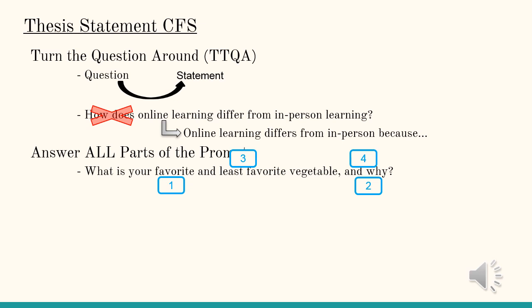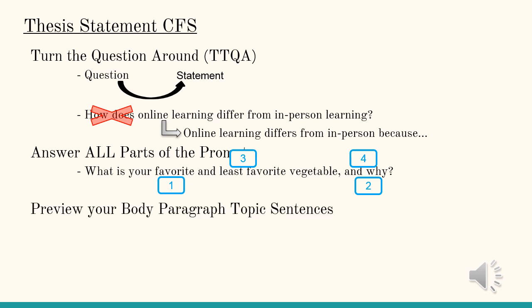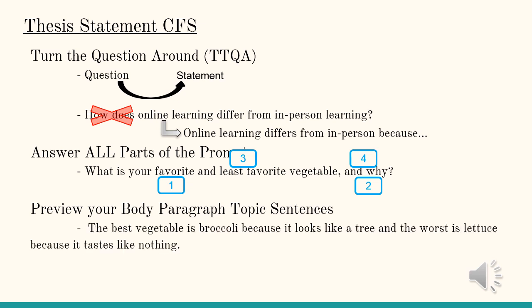Lastly, your thesis statement should function as a preview for your body paragraph topic sentences, right? It's basically a roadmap for what the structure of your essay is going to be after the thesis. So in my thesis response to the prompt about vegetables, I could write, the best vegetable is broccoli because it looks like a tree, and the worst is lettuce because it tastes like nothing, right?